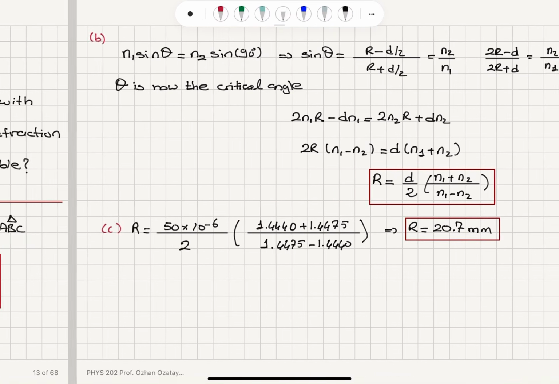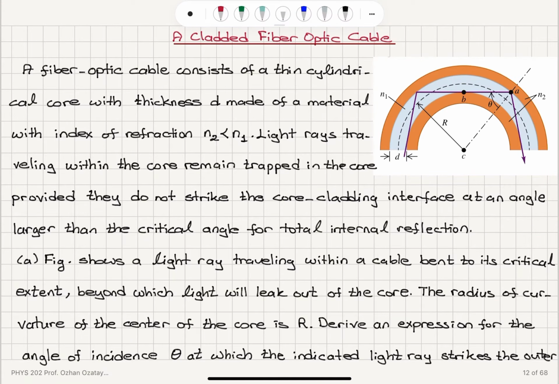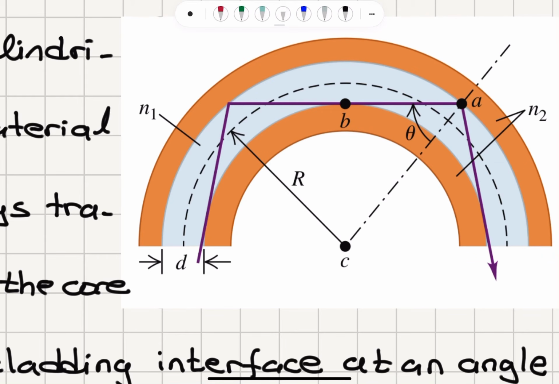All right. So we have a cladded fiber optic cable. The cable has a thickness d. The cladding material has an index of refraction n2 less than n1. Light rays traveling within the core remain trapped in the core, provided they do not strike the core cladding interface at an angle larger than the critical angle. When they hit the interface between the cladding and the core, if we have total internal reflection, the reflected angle theta equals the incident angle theta.